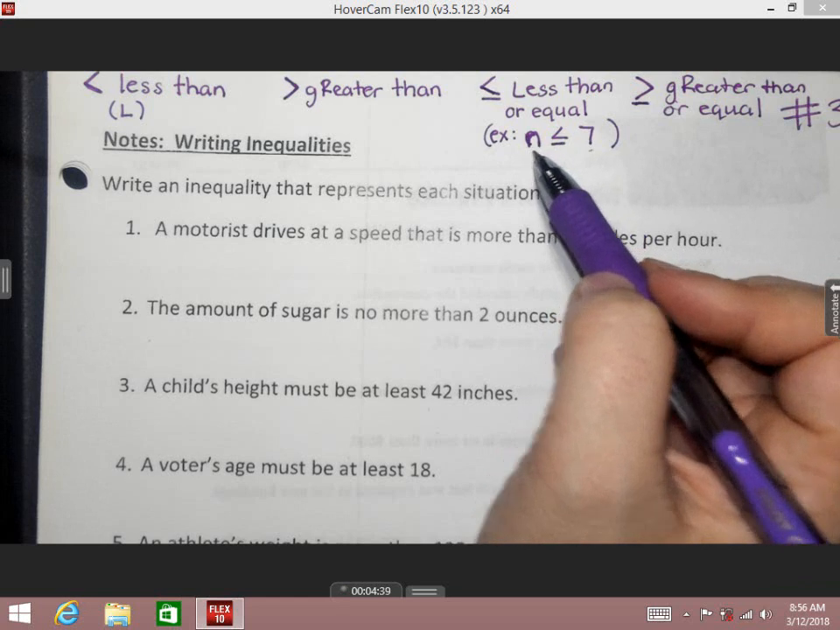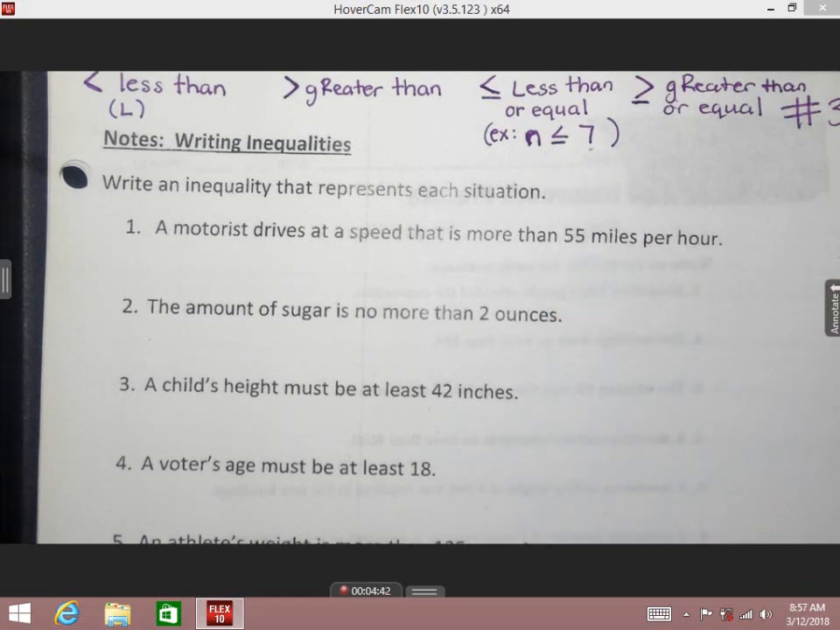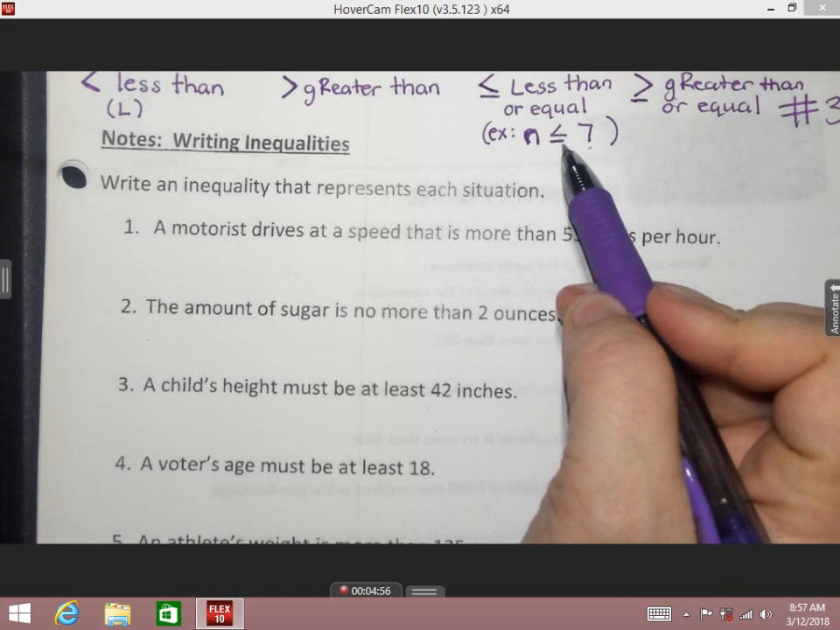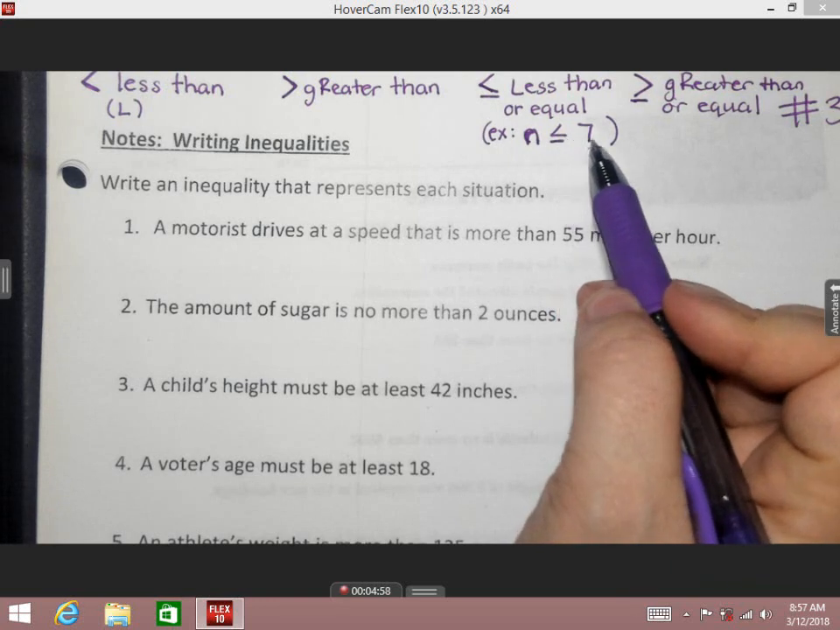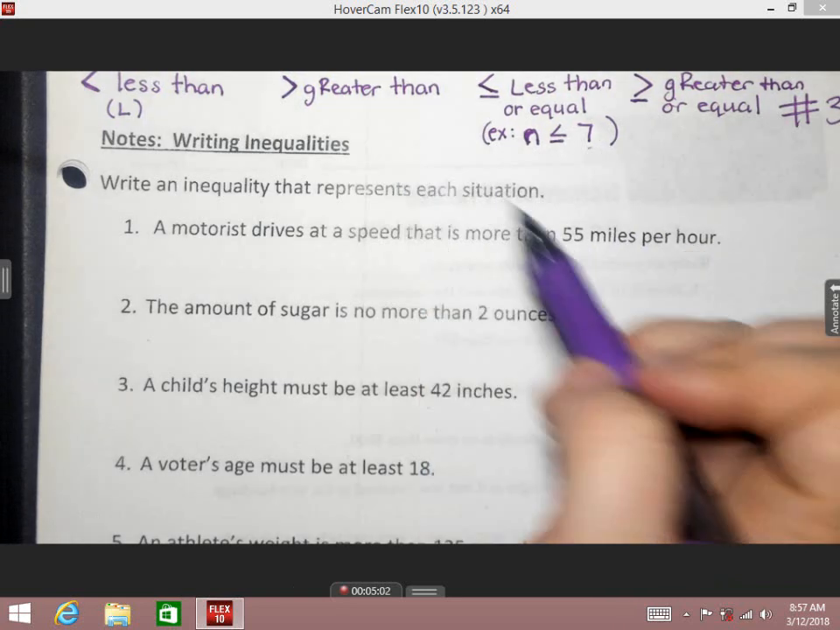So here's the difference. When we do equations, when we had that equal sign, x or n or l, they can only be one number, right? We would say n equals 7. The only thing n can be if it equals 7 is 7. But since this says less than or equal to 7, n can be 7, but it can also be all of the numbers smaller than 7.